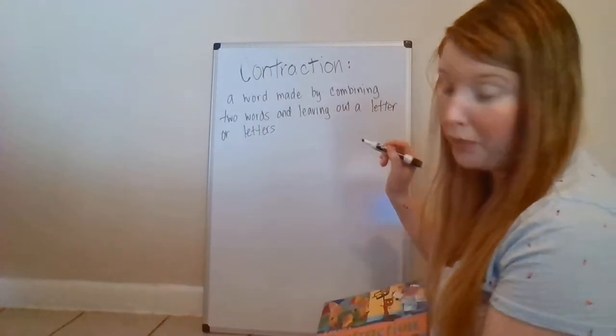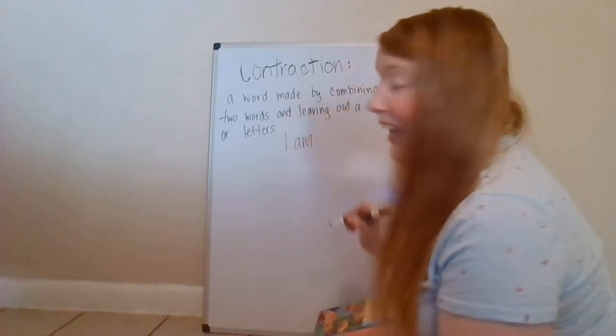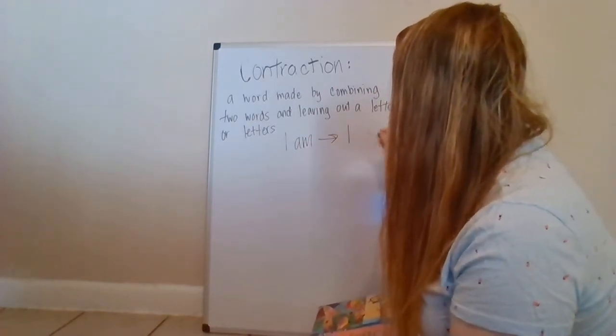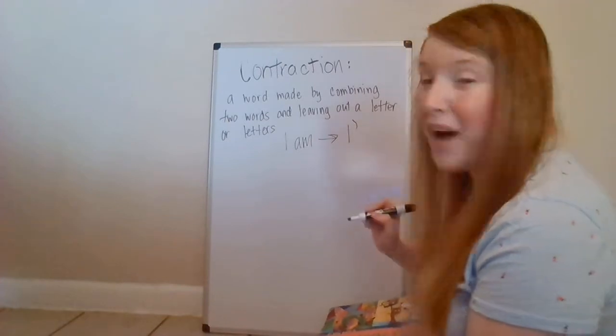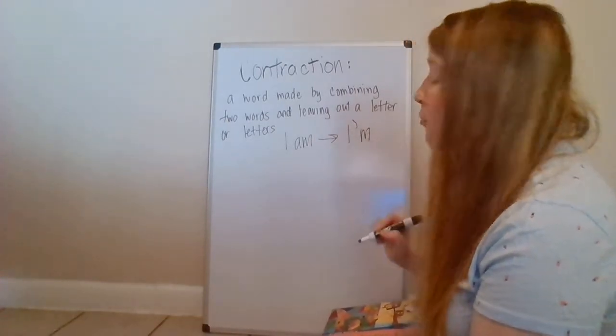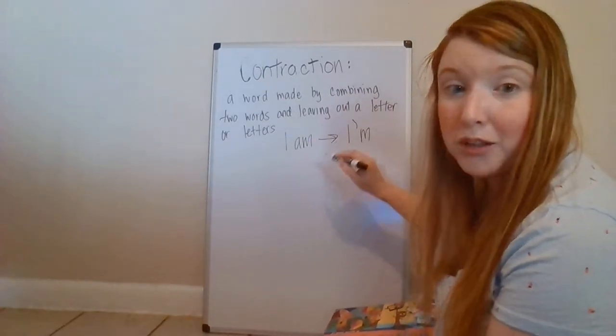letters. For an example, you can take the words I am and change it into I'm. You put an apostrophe where the A would have gone, and then you put an M, and then you got I'm. So I am becomes I'm.